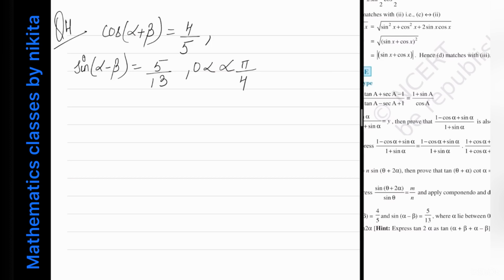Now first of all, let's make a triangle whose one of the angles is 90 degrees, and this angle, suppose it is alpha plus beta.